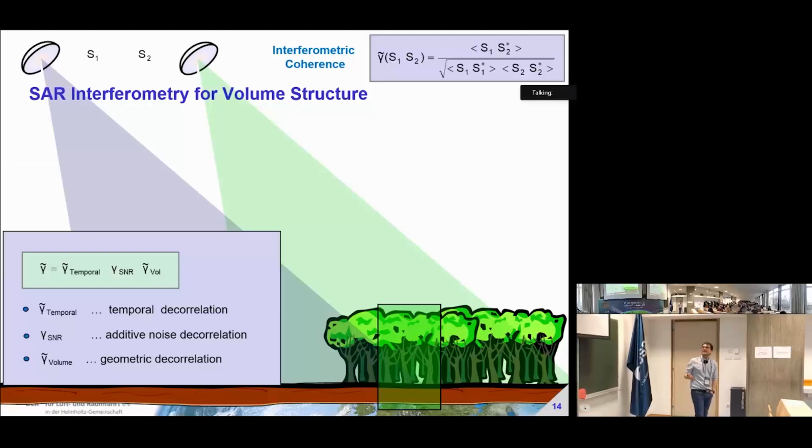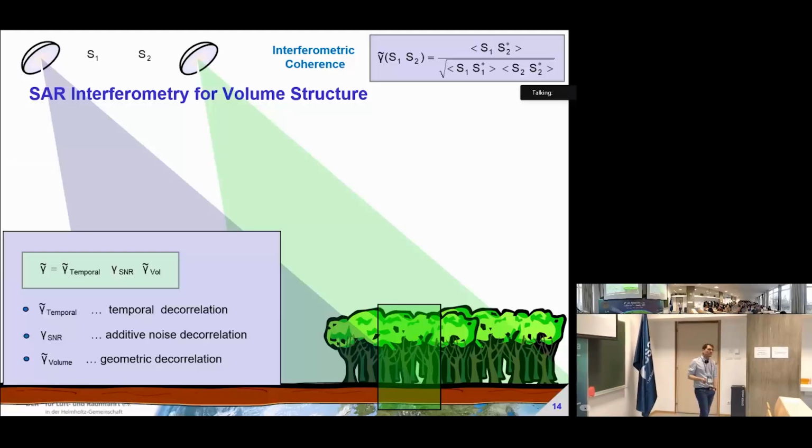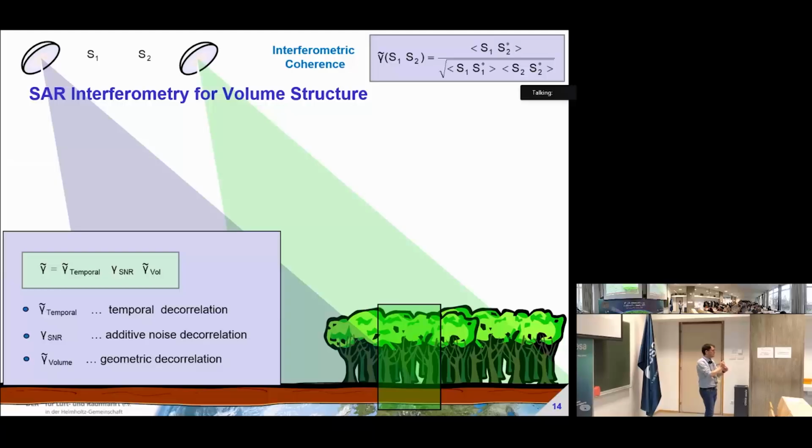You can try to model it, you can try to estimate it, or you can also try to have no temporal decorrelation, and in this case you must have a single-pass acquisition system, where the two images are acquired at the same time, so they see exactly the same volume and the same propagation conditions. This is the case, for instance, of TanDEM-X. We will see it later. But with TanDEM-X, you no longer have this temporal problem.